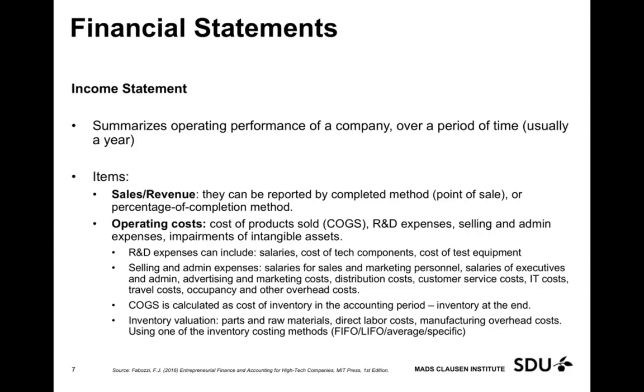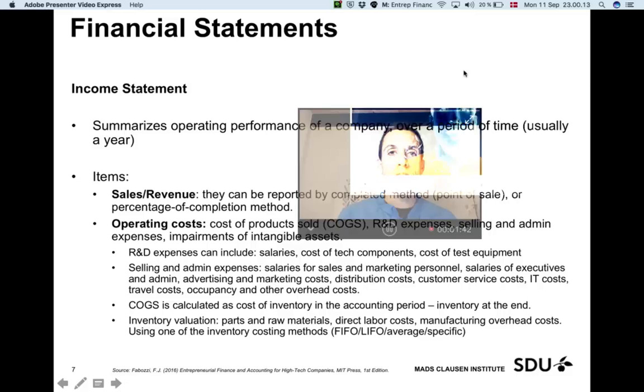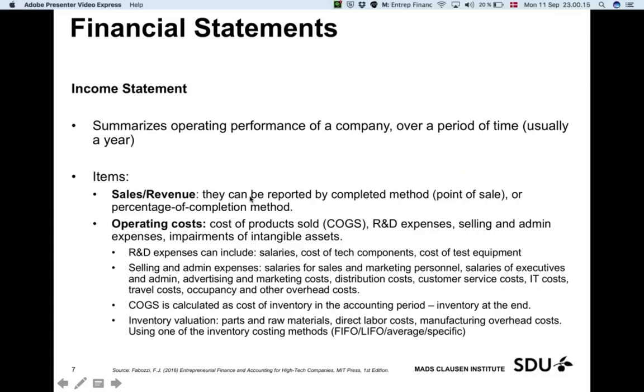Second point, operating costs. Here there are two main concepts that we need to be very clear about. One is the big story about the cost of the products sold. Then we have R&D expenses, and then another big story comes in with the selling and admin expenses. Then we can also have impairments for the intangible assets. This is kind of less common, at least for, again, a startup or a new company. As R&D expenses, here we can have salary, cost of tech components, cost of equipment. Again, here there might be differences depending if you are in Europe or if you are in the US.